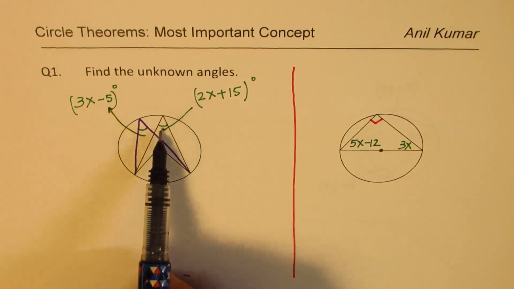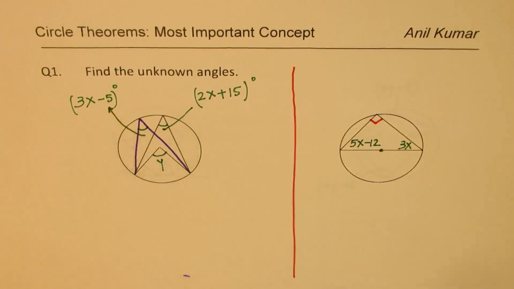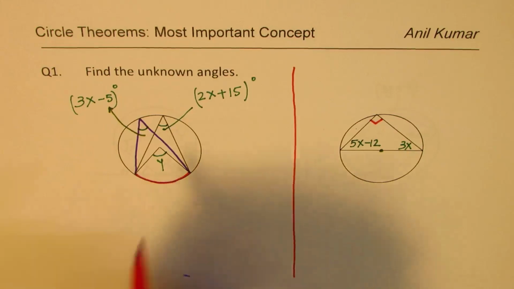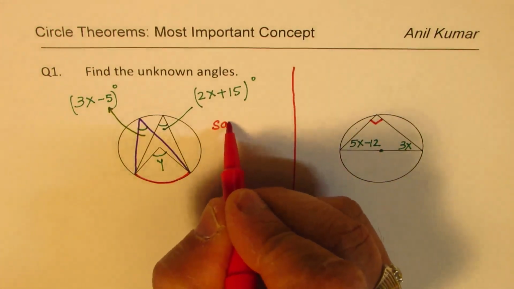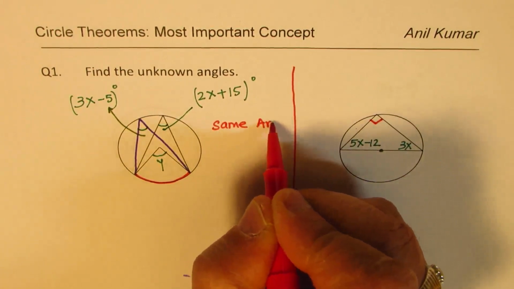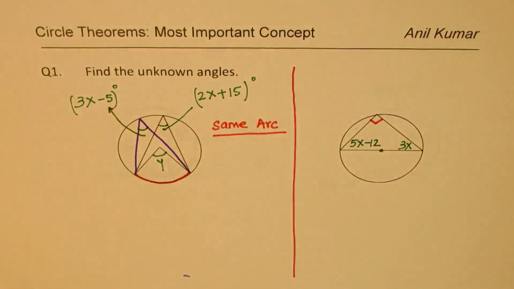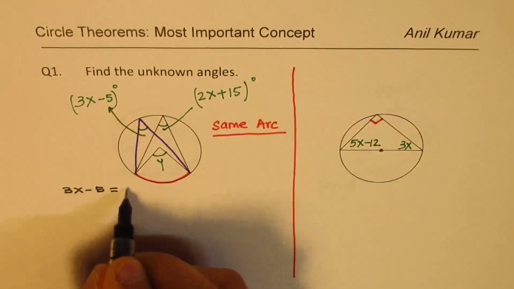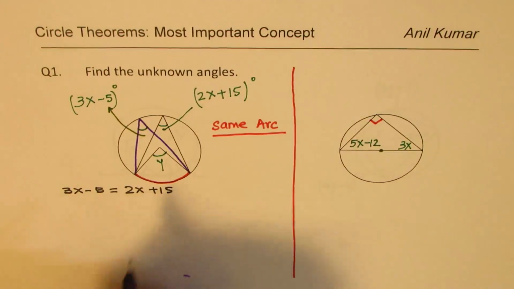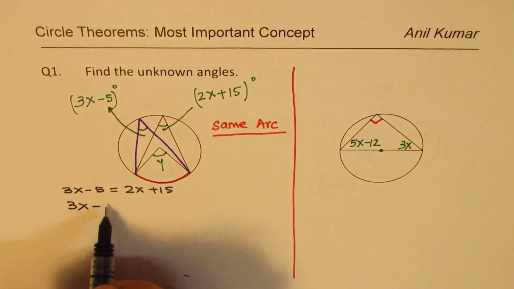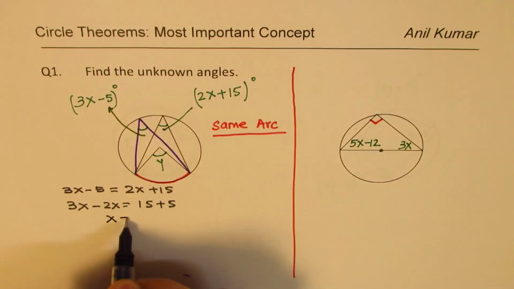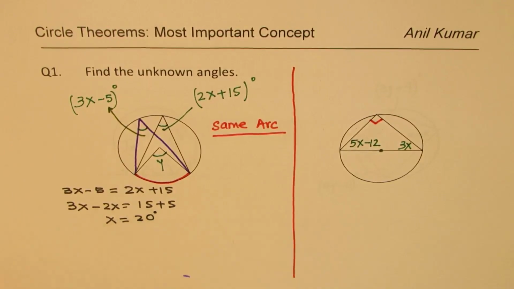Okay, so here we know we have the same arc, correct? So since we have the same arc, both the angles mentioned must be equal, right? So they are against the same arc. So that is what you need to understand, right? Same arc. So that really means that these two angles are equal. So we can write 3x minus 5 equals 2x plus 15. Bring x terms together. So we have 3x minus 2x equals 15 plus 5, or we get x equals 20. And the angles are in degrees. So we get the value of x.